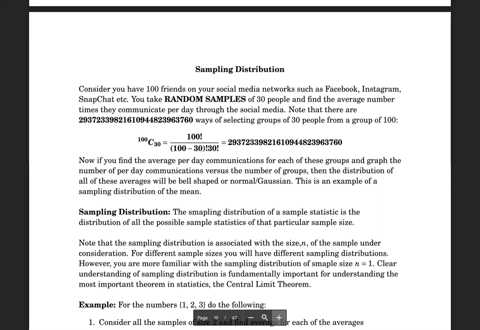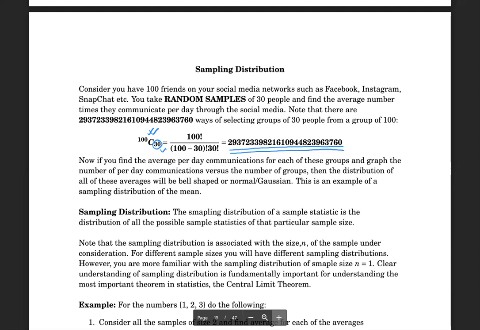So I gave you a very simple example. If you have a population with only 100 items in it, and you collect samples of size 30, how many such samples can you collect? How many different such samples can you collect from a population that has only 100 items, with a sample size of 30? These many different groups of 30 are possible.